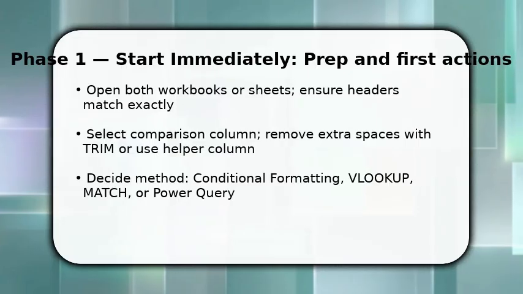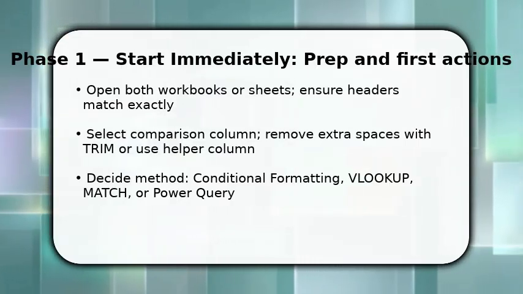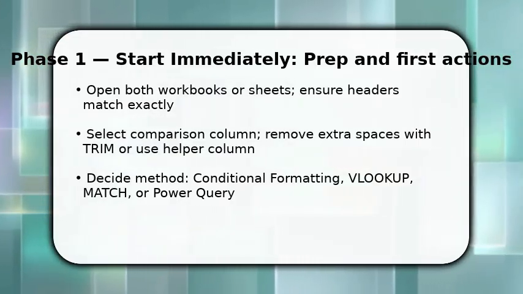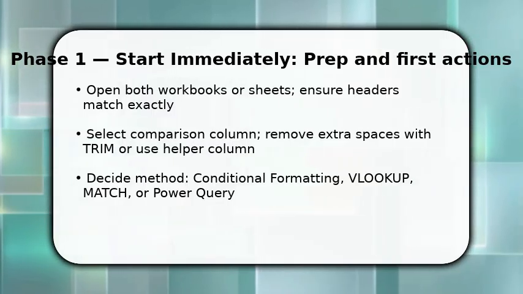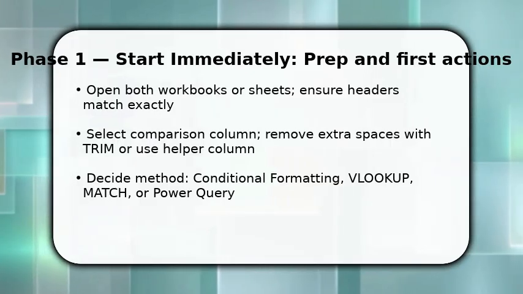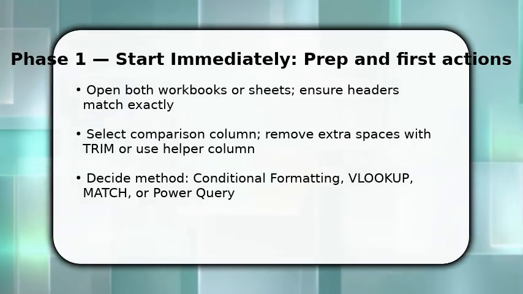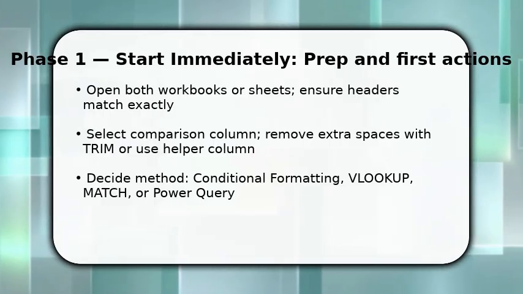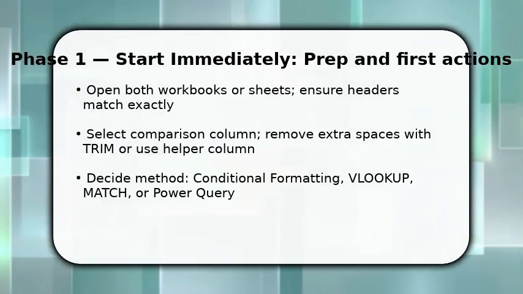You already have both sheets open, so begin by aligning the key columns. First, trim stray spaces and ensure identical headers. Inconsistencies break matches. Next, pick a column to compare: ID, email, or SKU, and create a helper column for cleaned values. Once done, choose your method.